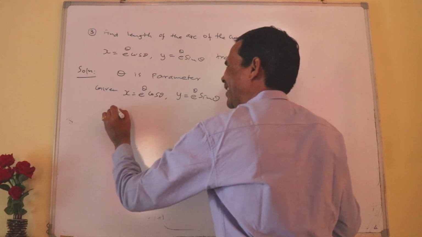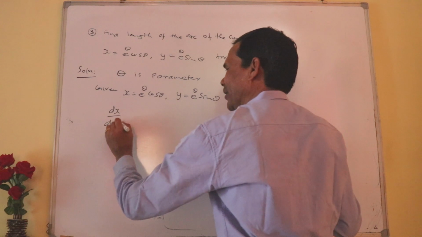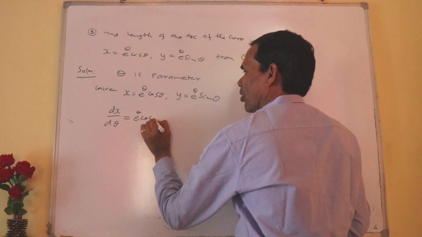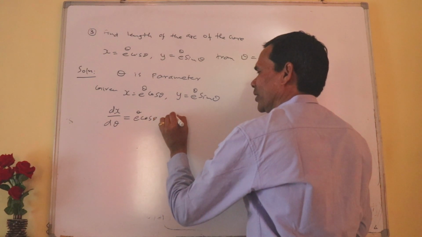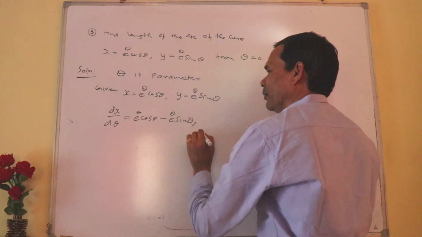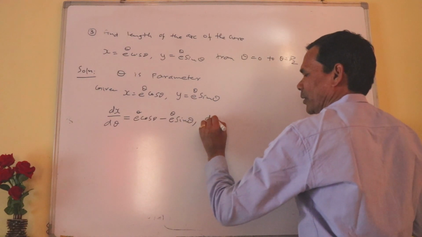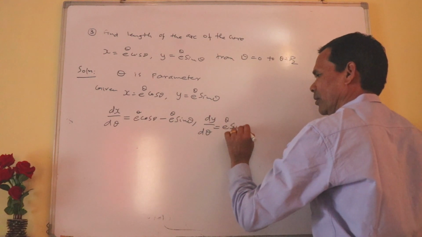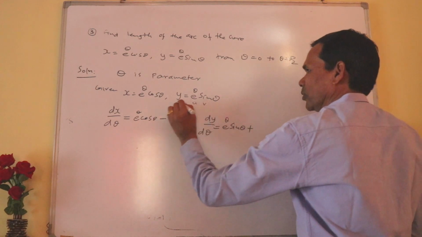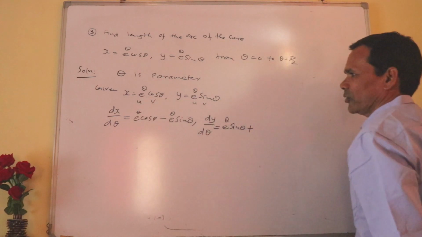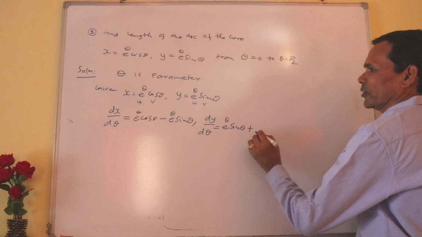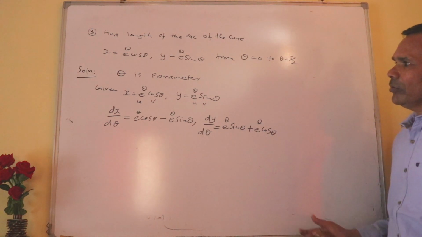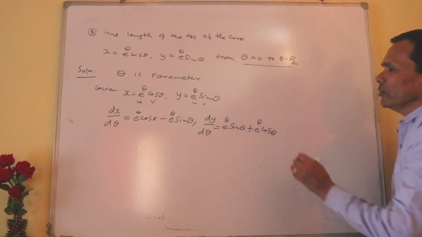So I find dx by d theta. dx by d theta is equal to e raised to theta cos theta, using u into v, minus e raised to theta into sin theta. dy by d theta is equal to e raised to theta sin theta plus, using u into v, first function constant, differentiation of second, plus second constant, differentiation of first, sin theta e raised to theta into cos theta. Now the theta limits given here are 0 and pi by 2.